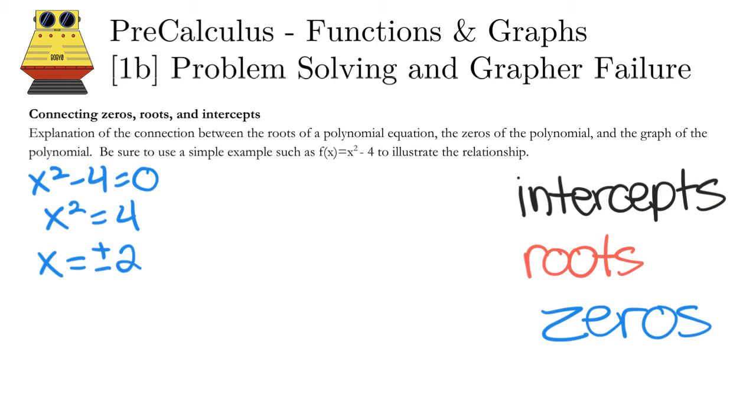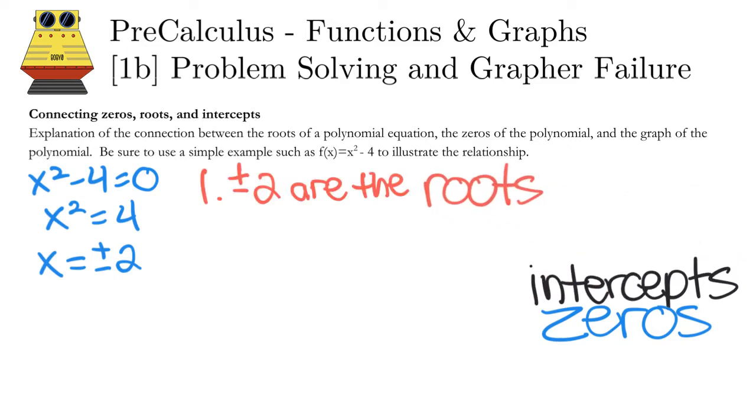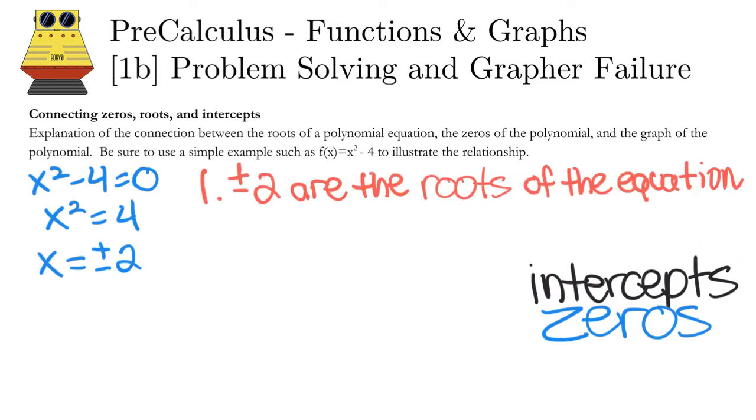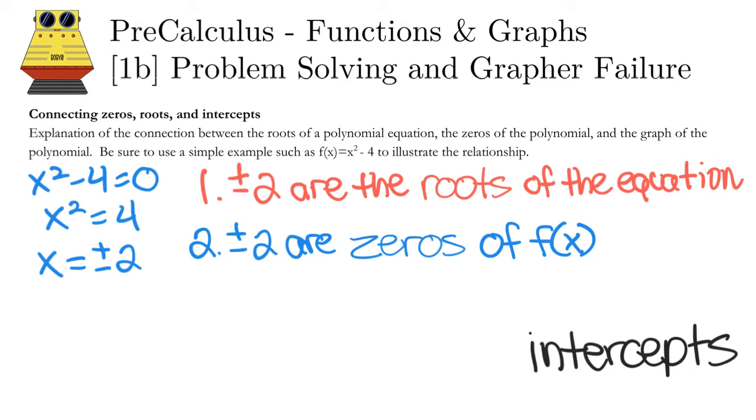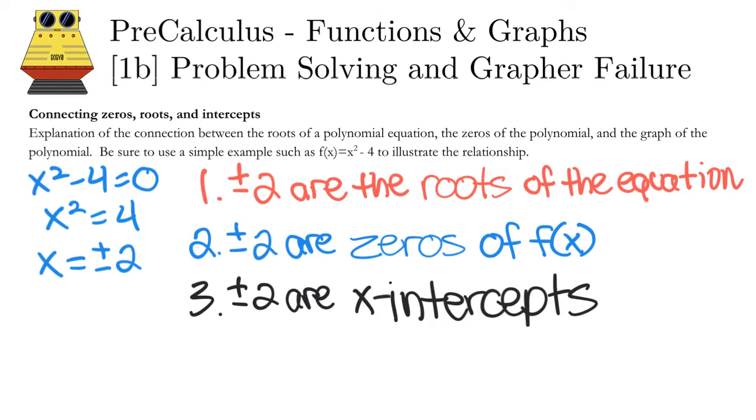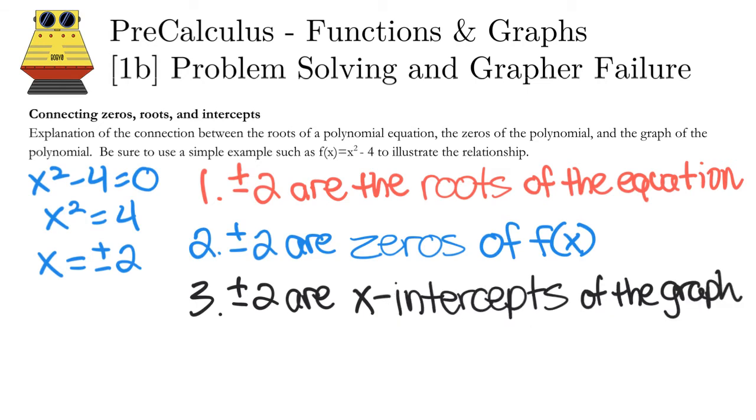Those answers, positive and negative 2, mean three different things. Number 1, positive and negative 2 are roots of the equation. Think about it like a tree. Those roots provide a structure to that equation. Number 2, positive and negative 2 are zeros of f of x. If you plug them into the function as x, the function is equal to 0. Number 3, positive and negative 2 are x-intercepts of the graph. When we graph the function, the curve intersects the x-axis at positive and negative 2.